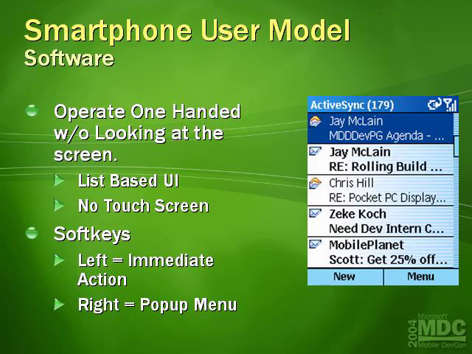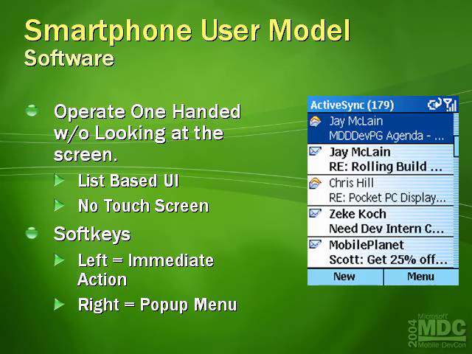Another UI concept that we added was soft keys. The left soft key is an immediate action that does what the user most likely would want to do at any given point in time. The right soft key pops up a menu that has all of the choices for your application.